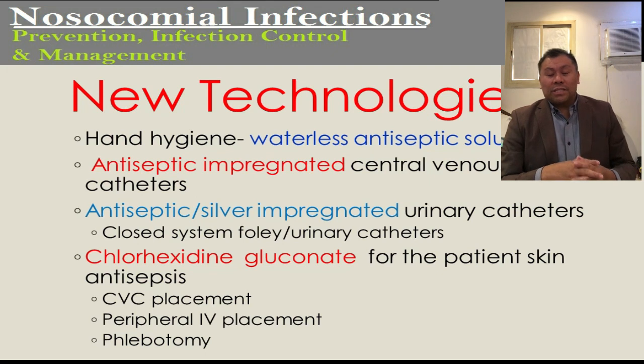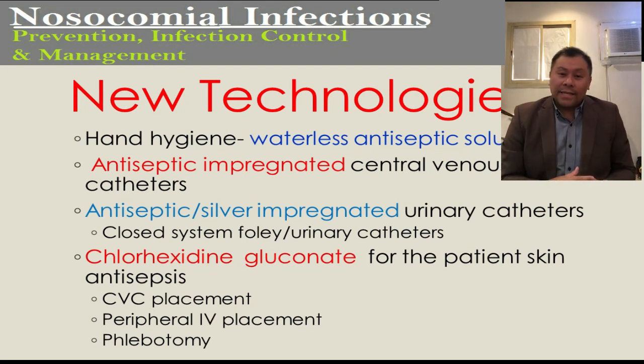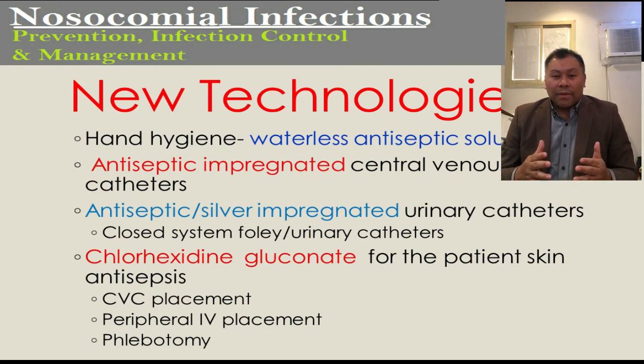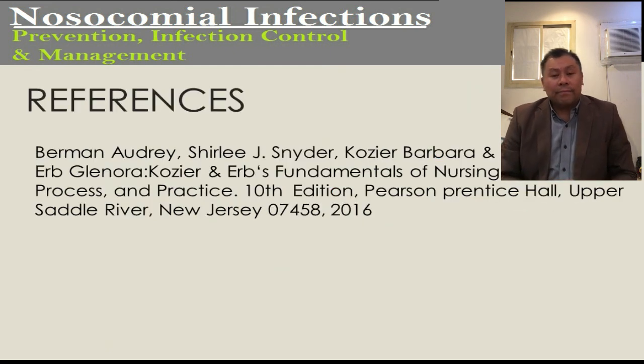What are the new technologies for the management or control of this infection? For hand hygiene, we have waterless antiseptic solutions. We have antiseptic-impregnated central venous catheters, and antiseptic silver-impregnated urinary catheters. It may be a closed system Foley urinary catheter. We have chlorhexidine gluconate for the patient's skin and antiseptics, CVC replacement, peripheral IV placement, and phlebotomy.